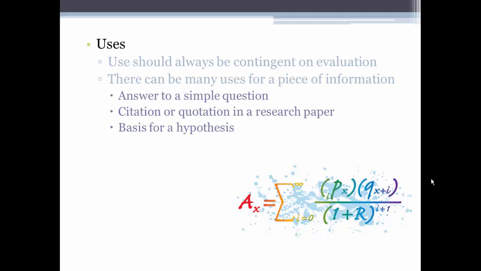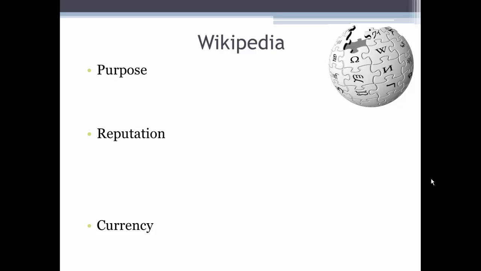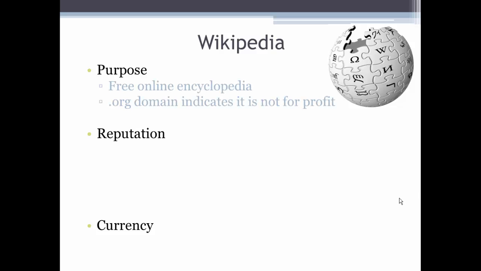Now that we have looked at search engines, types of websites, and evaluation of information, let's put it to the test. Wikipedia is a surface web website and is often a top result when using a search engine. So let's take a look. The purpose of Wikipedia. Wikipedia is an online encyclopedia. Its primary goal is to provide information. It has a .org domain, so it is not for profit. This information is free to anyone.